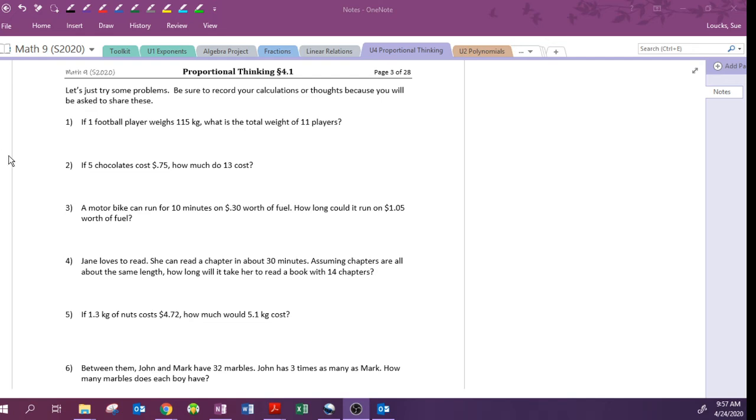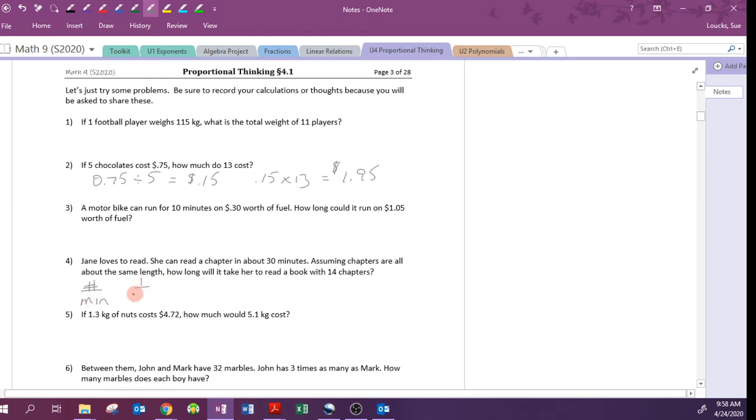Question 2, one way that you might do it, not using a proportion specifically, would be to say, well, if I know that 0.75 is for 5 chocolates, I'm going to divide that by 5, and I find out that they're 15 cents each. And then I'm going to go 0.15 times 13 is $1.95, so it's $1.95 for the 13 chocolates. Question 3 we did.